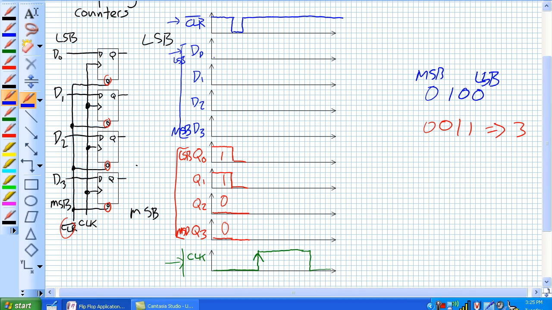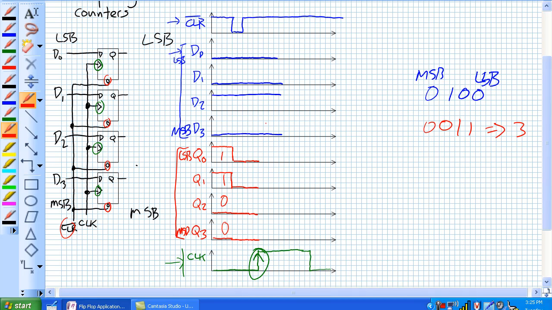So what's it going to look like? D0 is 0, D1 is 0, D2 is a 1, and D3 is a 0. So now on the rising edge of this clock here, we do nothing to the outputs until simultaneously that clock signal hits every single one of these rising edge clock inputs. It says track D right now.